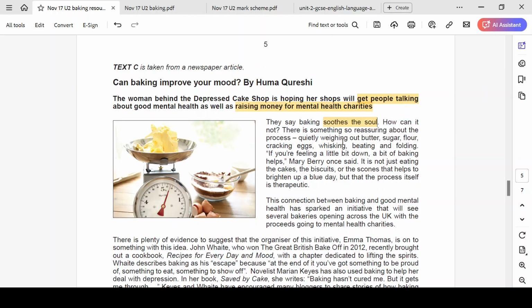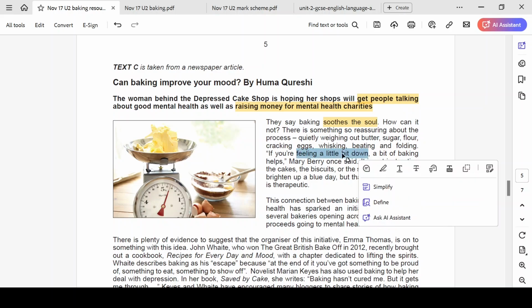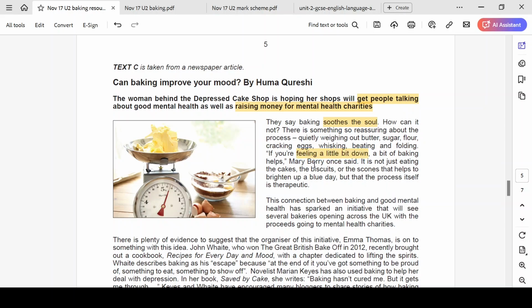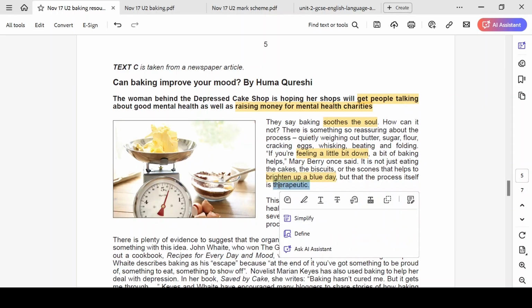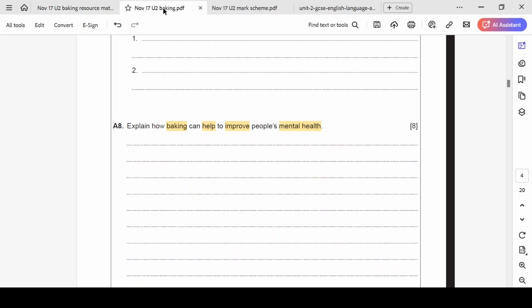your soul is in most people's minds something to do with your mind, isn't it? And it's something to do with your brain. So for mental health, if our souls are soothed, our mental health is improved. The baking process is reassuring. If you're feeling a bit down, that's obviously baking helps to avoid that, which is good for your mental health. Cheering up or brightening up a blue day, the process is therapeutic. So all this is telling me that baking is good for your mental health.